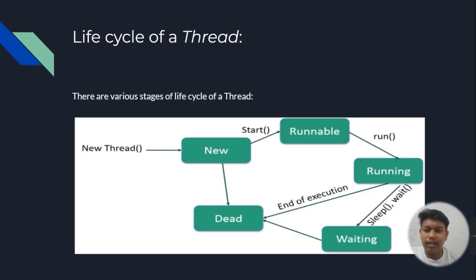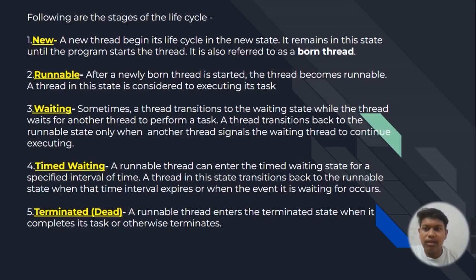Life cycle of a thread. There are various stages of the life cycle of a thread. Following are the stages of the life cycle. First is new. A new thread begins its life cycle in the new state. It remains in this state until the program starts the thread. It is also referred to as a born thread.